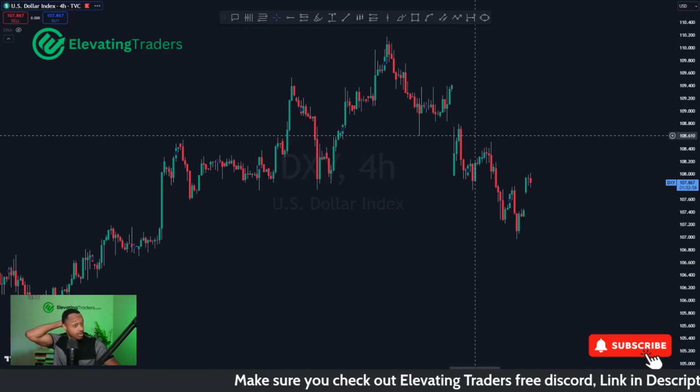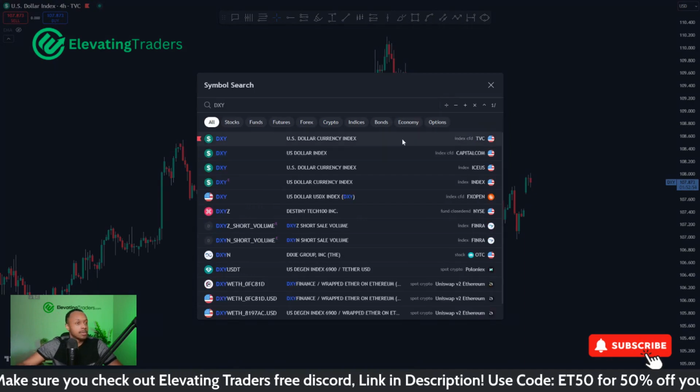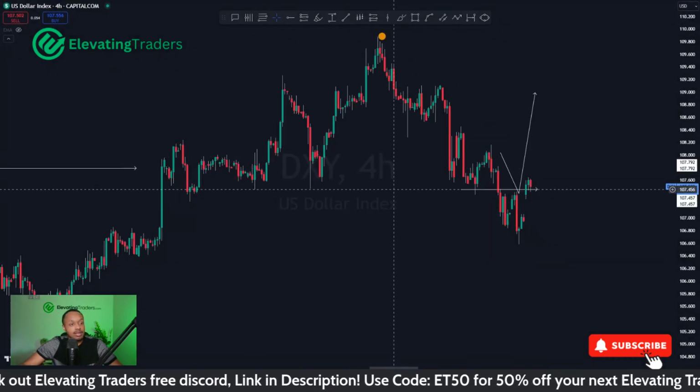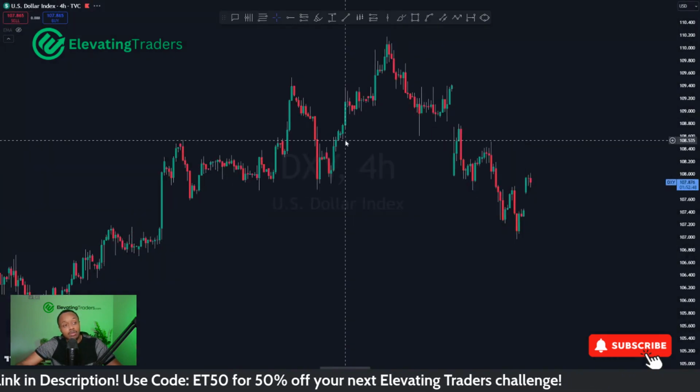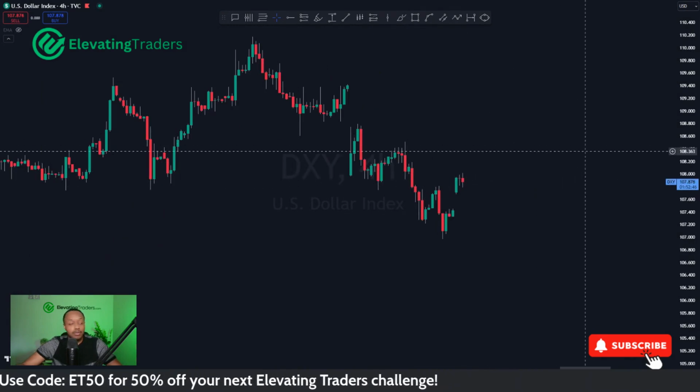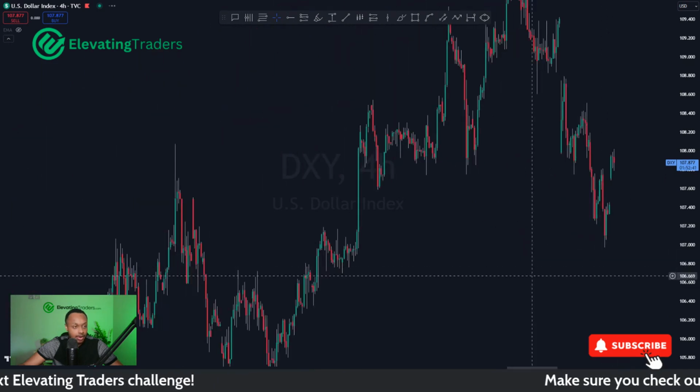DXY was a little bit bullish yesterday, which is actually kind of what I wanted to see. This one's got a lot of gaps. That was a lot of gaps as well. So yeah, dollar was pretty bullish. We had a big gap to the upside. Price had a bit of a reaction from that 107 area.